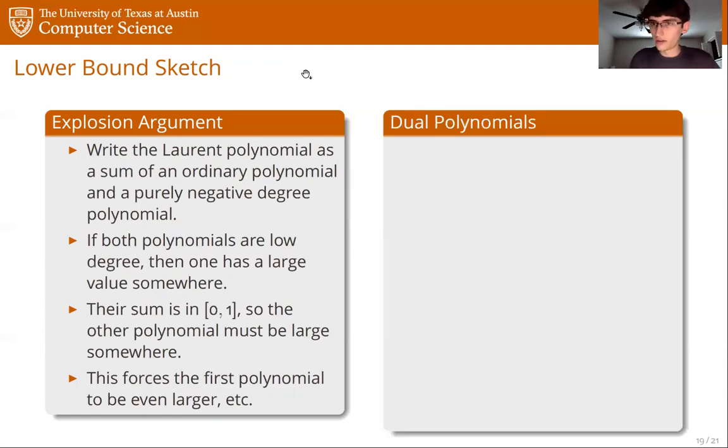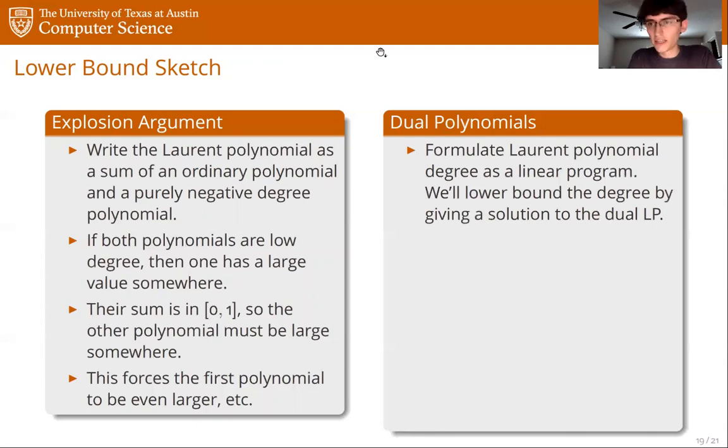The other argument we give for proving lower bounds is based on dual polynomials. This is more standard and in line with how many recent lower bounds on approximate degree have been proved. The idea is you formulate this Laurent polynomial degree as a linear program. Then, to lower bound the degree necessary, it suffices to give a solution to the dual linear program.